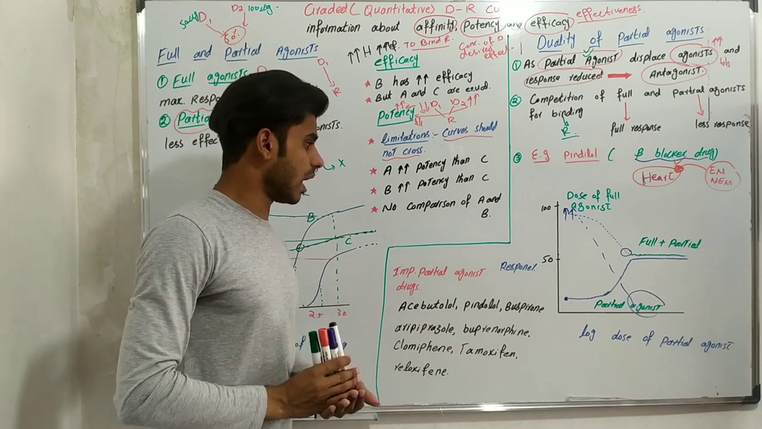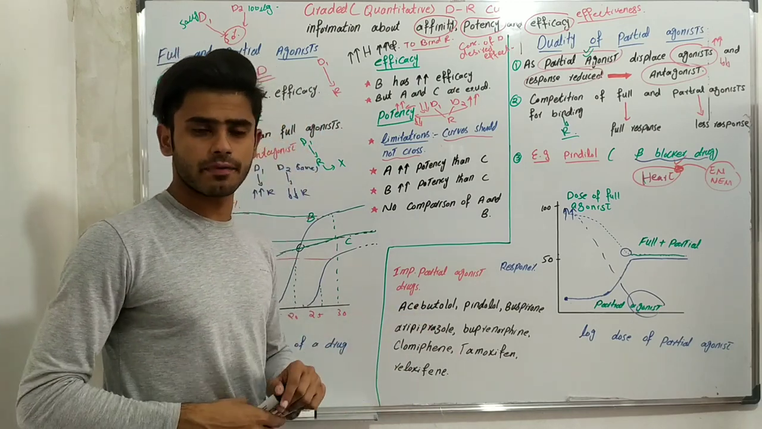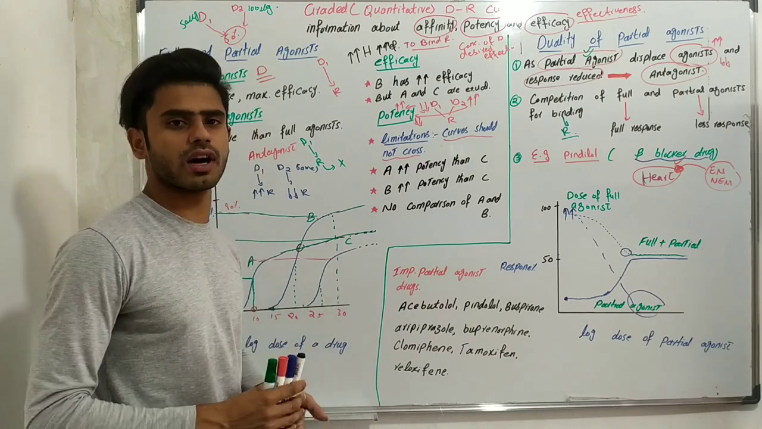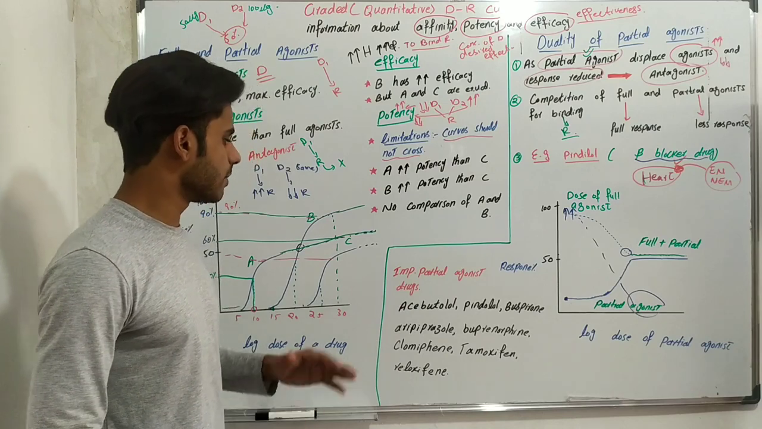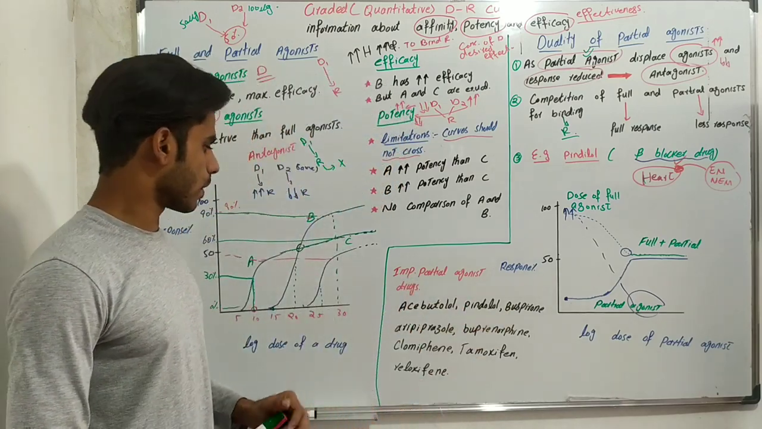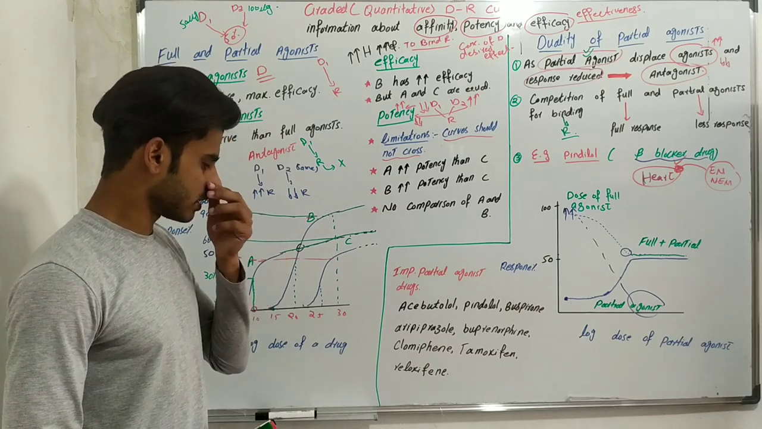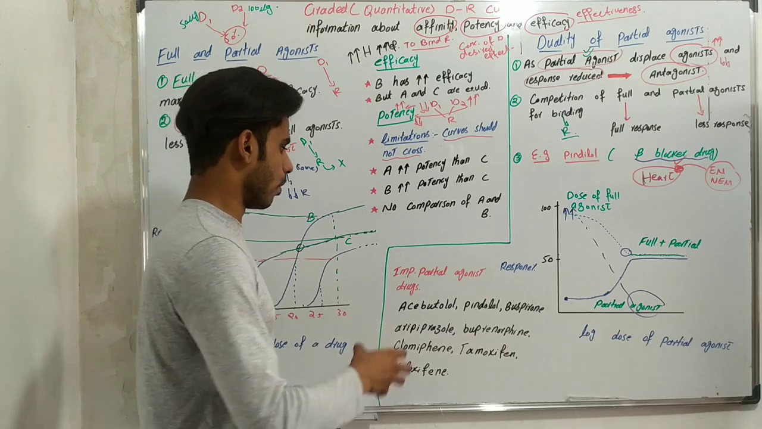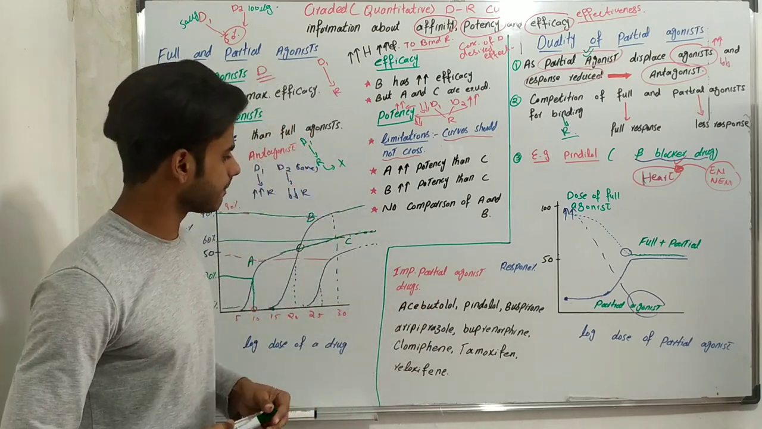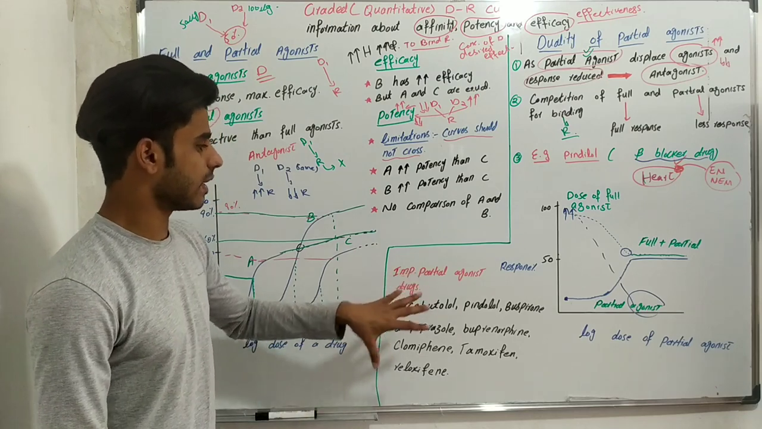Now I would like to give the examples of some important partial agonist drugs which we use for controlling our heartbeat. That is acebutolol, and second is pindolol, buspirone, aripiprazole, and buprenorphine. Then there are clomiphene, tamoxifen and raloxifene. These are some important partial agonist drugs important for the USMLE exam. You must know these important partial agonist drugs.